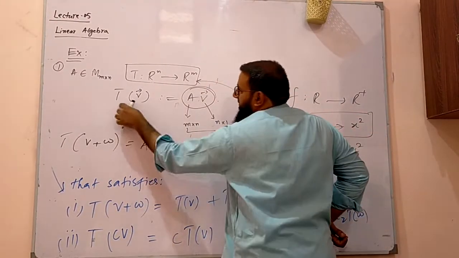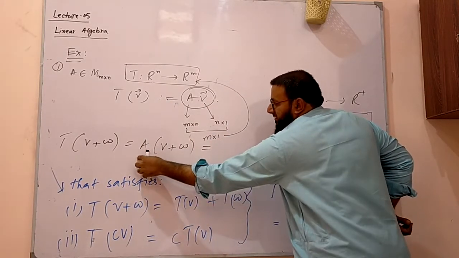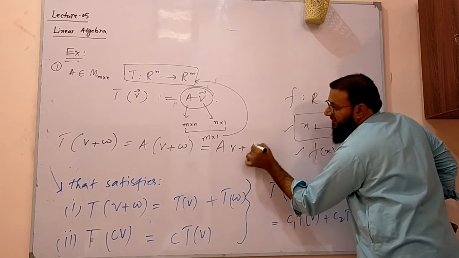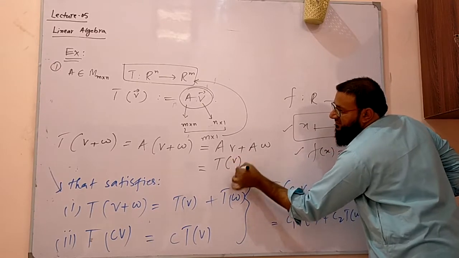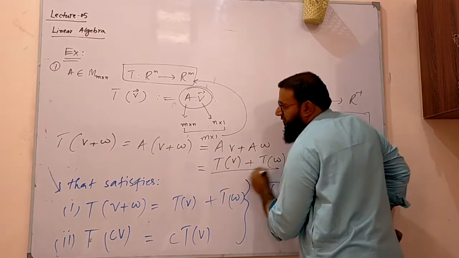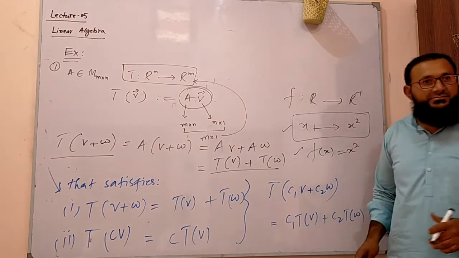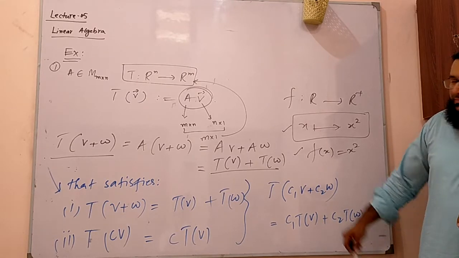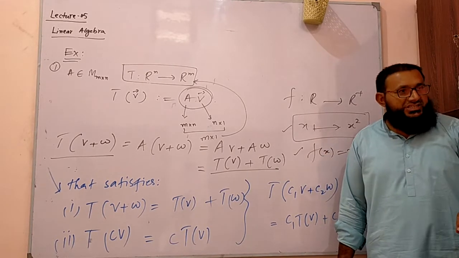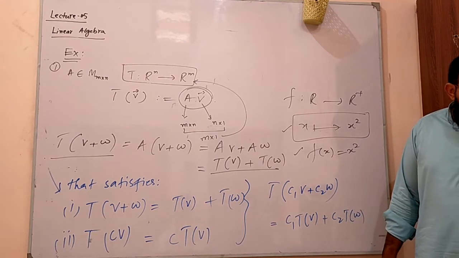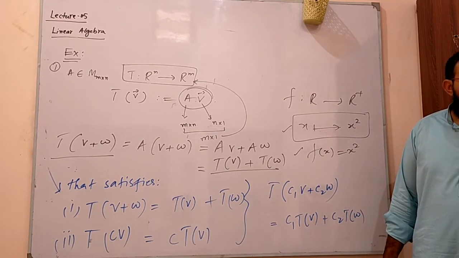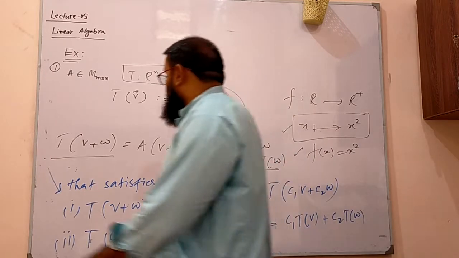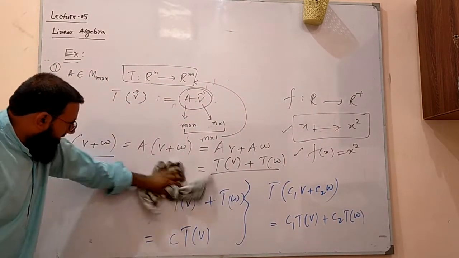Multiplication by a matrix is distributive, we know very well. So you can say this is AV plus AW. What is AV? So this is equal to T of V plus T of W, hence it is linear. This is by definition, we can check. Similarly, we can check the scalar multiplication as well. So multiplication by a matrix A is a linear transformation, and we will see different examples of this multiplication later on.